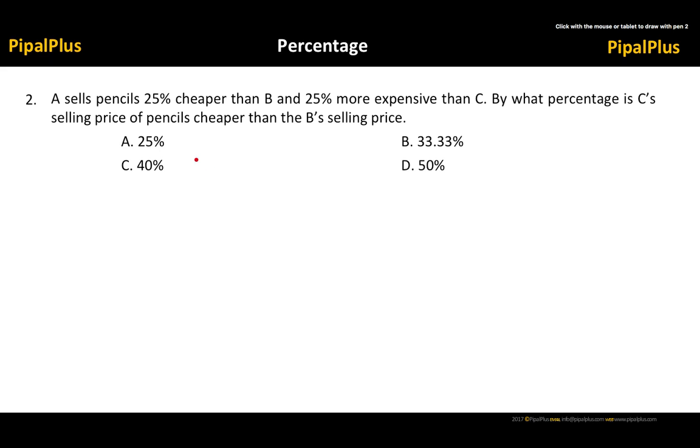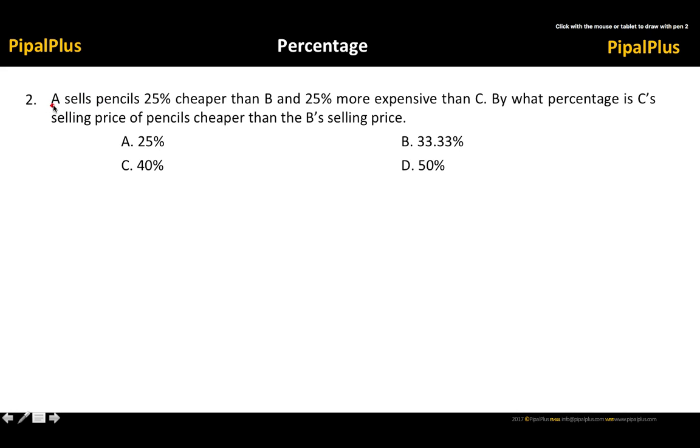All right, second question. A sells pencils 25% cheaper than B, and 25% more expensive than C. So the question is, how are C and B's selling prices related? By what percentage is C's selling price cheaper than B's selling price? Now, while this may sound very simple at first look, in reality it is a little more cryptic than it appears.